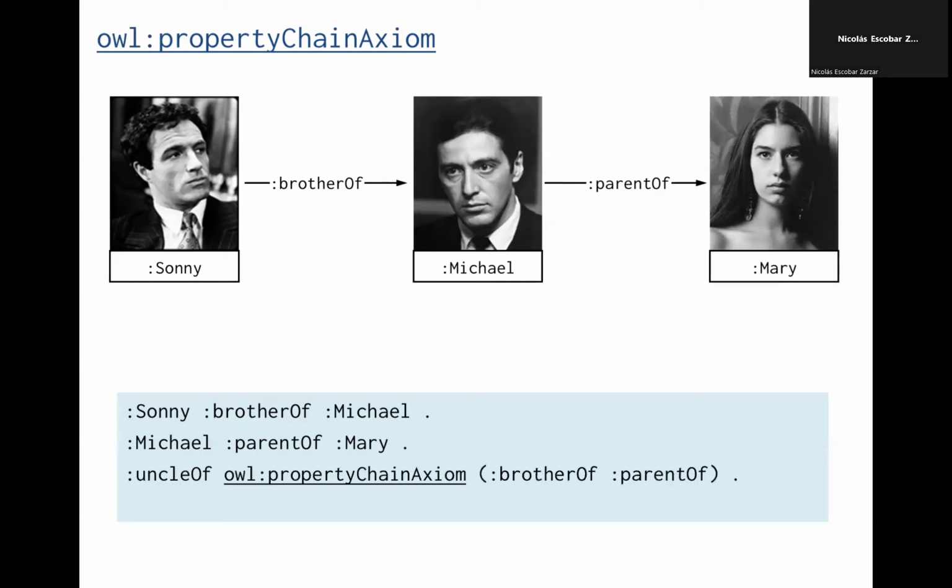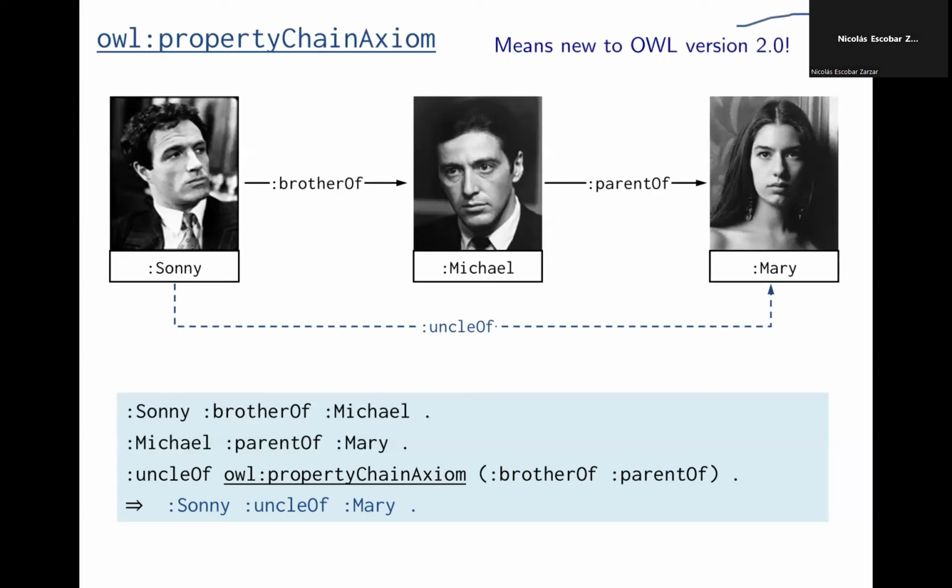So uncle of, how do we do this? If we want to do this, we can use property chain axiom and say uncle of, tío de, property chain axiom, brother of, parent of. Makes sense. And then when we look at this here, we are going to get Sonny is the uncle of Mary. If we wanted to be a little bit more general, no, we can't be more general. I was thinking this could be sibling of, but then it doesn't work. It could also be aunt or tía. So Sonny, uncle of Mary.